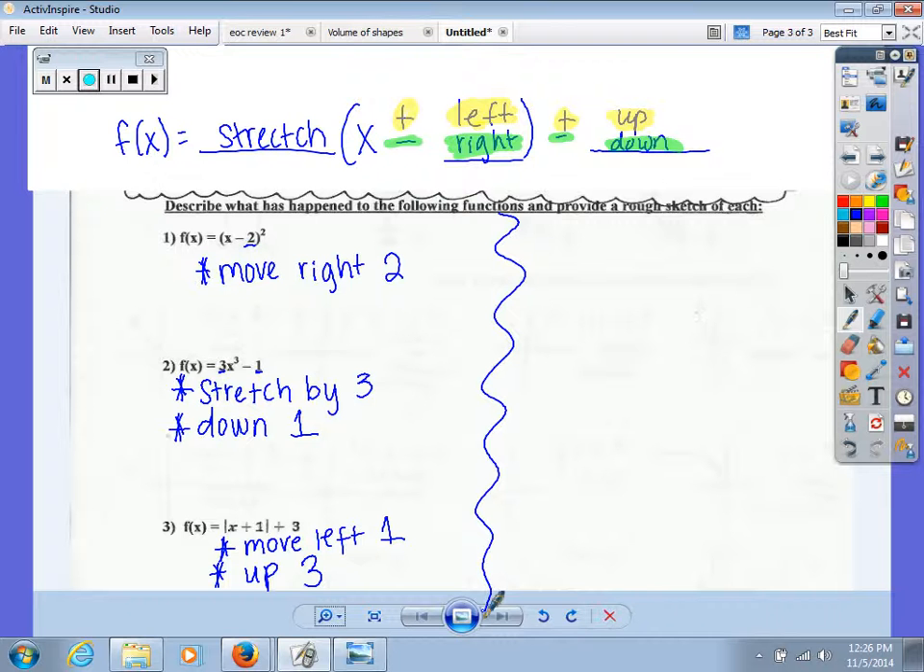Now, we're going to start off with our parent function, and I'm going to make the parent function be in blue. So let's go ahead and draw our x, y's, do for all 3. And I'm just going to make everything have 4 marks. So go ahead and take a second and do that on your paper.